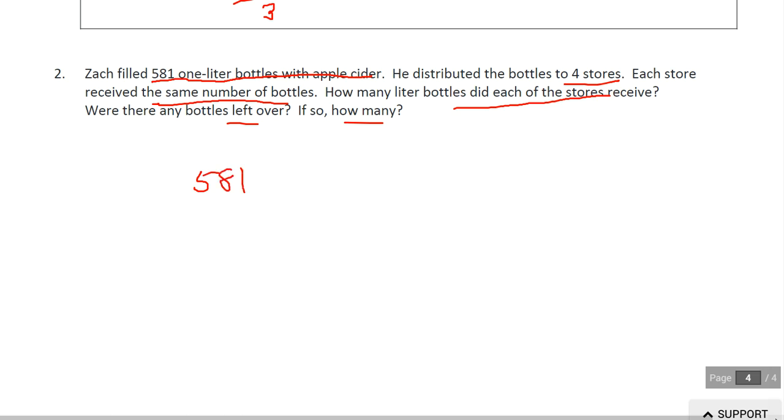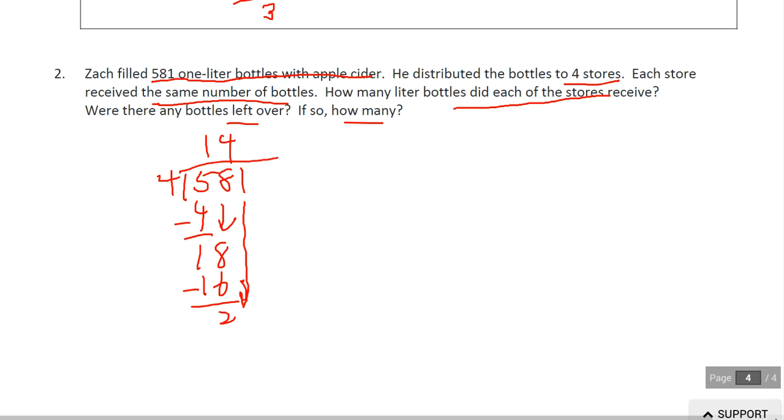So we had 581 bottles, and he gave them to 4 stores. So we're going to have to do division. And so we have 5, that's 4, 1. Bring down the 8. And 4 times 4 is 16. Subtract, we get 2. Bring down the 1. And then we have 5 times 4 is 20. And it looks like we have 1 bottle left over. So that's a remainder 1.